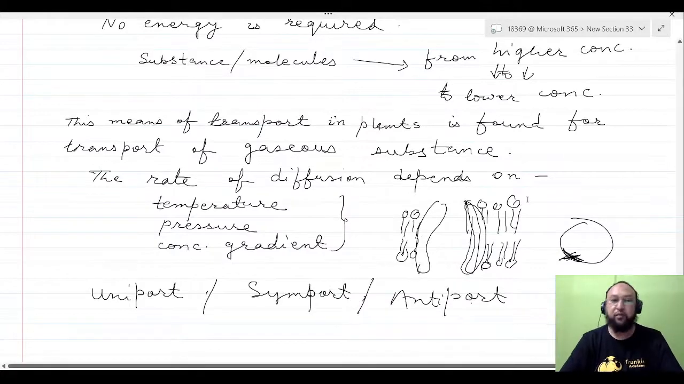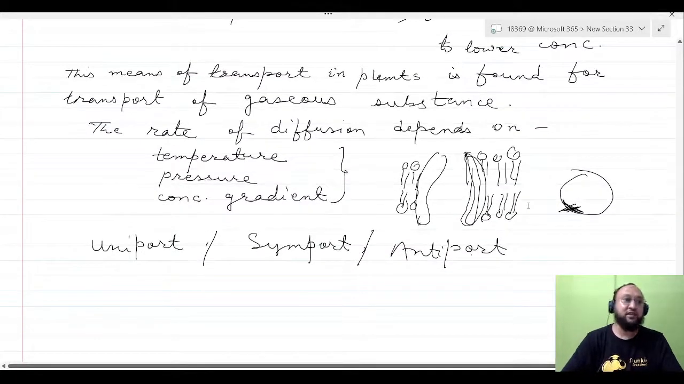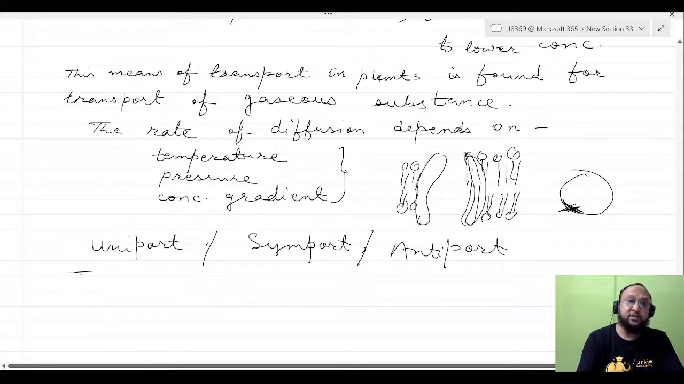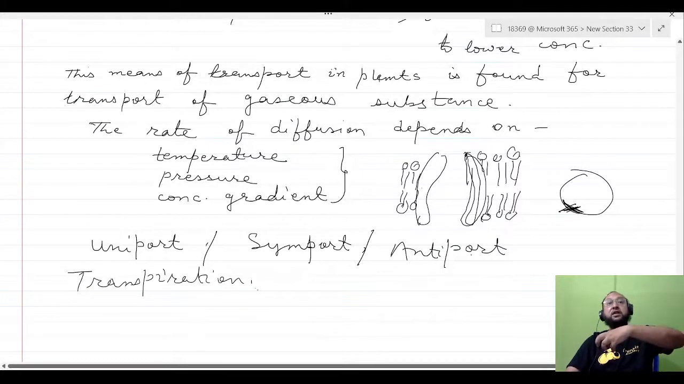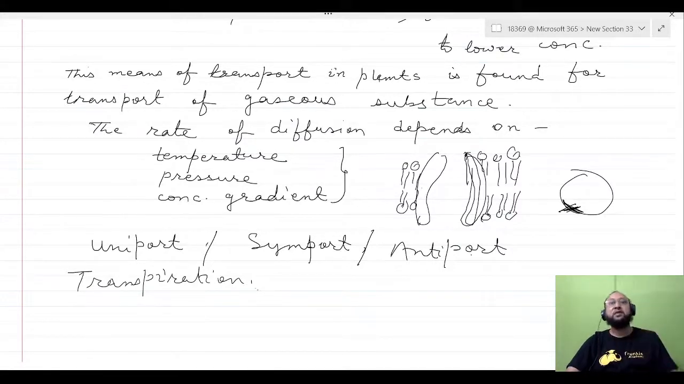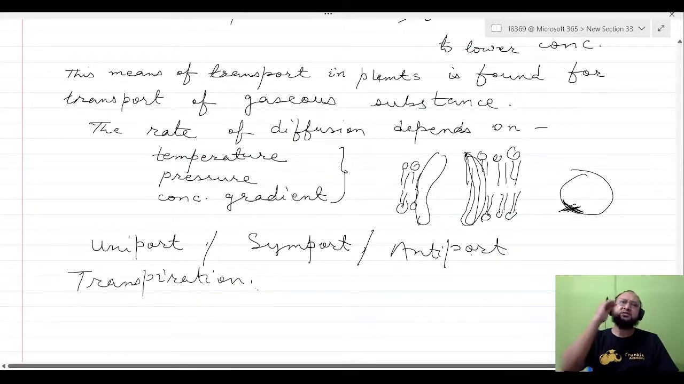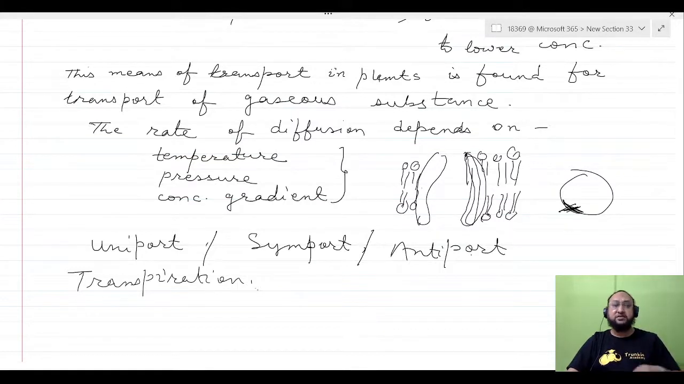Now another point is transpiration. Transpiration is the process which is also called a necessary evil. It has both advantage and disadvantage for plants. The advantage is that it keeps pulling water from the soil, from the roots. The disadvantage is that lots of energy is expended in transpiration.